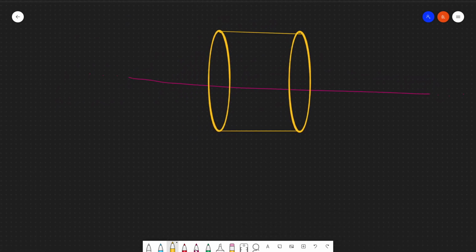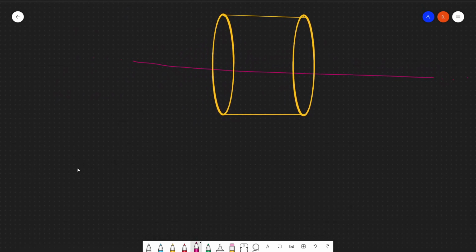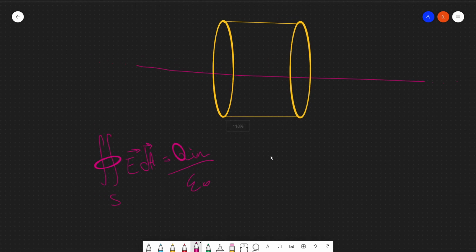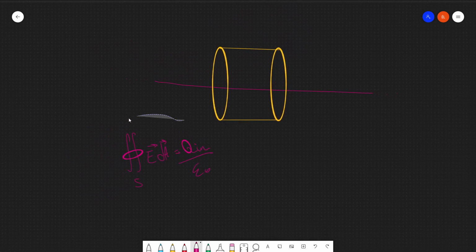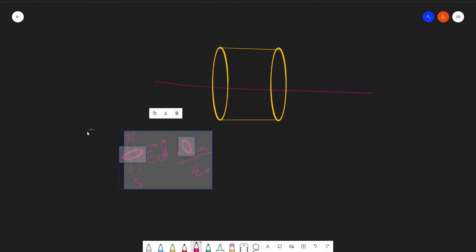Let me just write this so we don't forget: the integral of E dA equals Q in over epsilon 0. And why am I writing things tilted? I don't know. Maybe because my drawing board is a bit tilted as well. But anyway, it's a bit stylish, so I kind of like it.